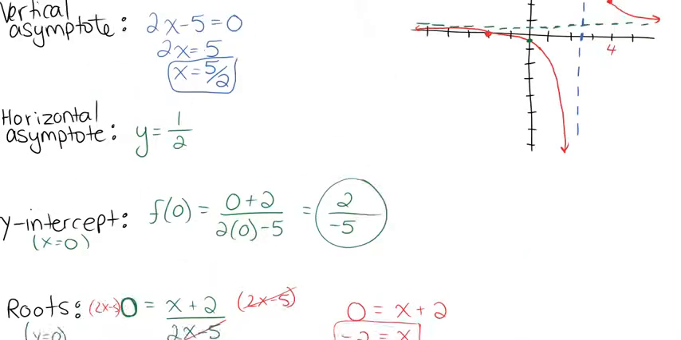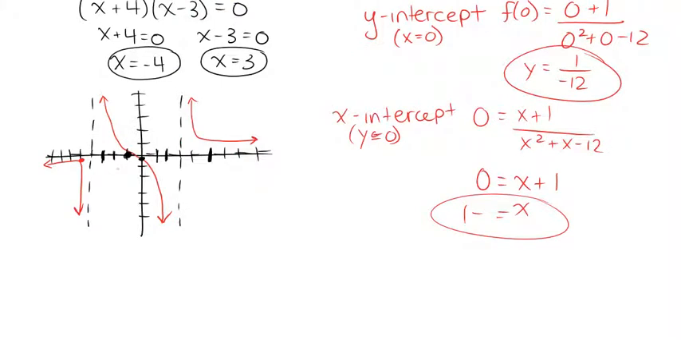So you can always use Desmos to check your answers, as I just did. Okay, so that's what our graph is. We found all our key features. Nice. And that is C2.